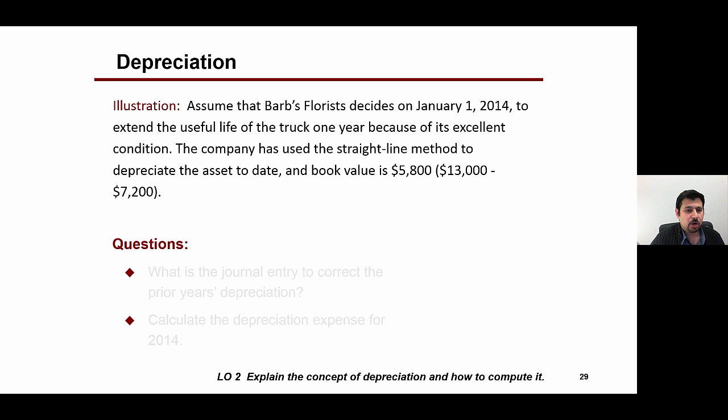Let's look at an example here. Assume that Barb's Florist decides on January 1st, 2014 to extend the useful life of the truck by 1 year because of its excellent condition. The company has used the straight line method to depreciate the asset to date, and the book value is 5,800. That was in the 3rd year. So what is the journal entry that the company needs to make, and how do we calculate the depreciation expense for that current year? Again, the company here has used the straight line method.